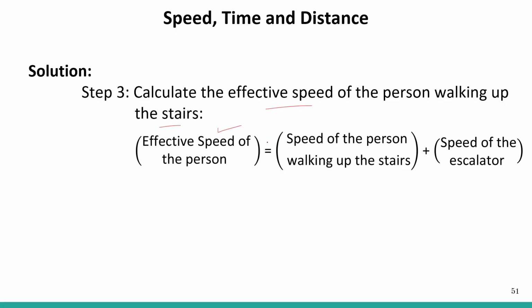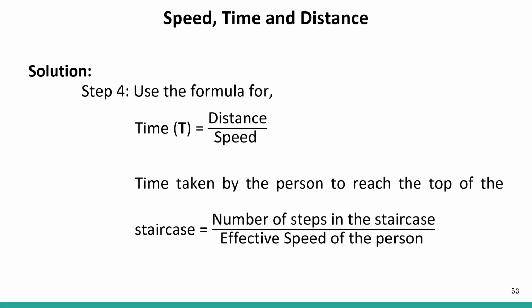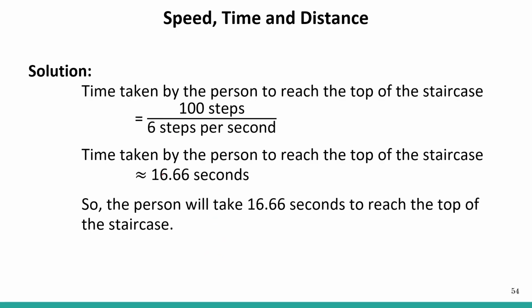So effective speed of the person is equal to speed of the person walking up the stairs plus speed of the escalator. So effective speed of the person will be what? 4 plus 2 steps per second. So it will be 6 steps per second. So using the formula time is equal to distance by speed, number of steps in the staircase by effective speed of the person is equal to the time taken for the person to reach the top of the staircase. It will be 100 by 6, so it will be 16.66 seconds or 16.67 seconds. So the person will take 16.66 seconds to reach the top of the staircase.